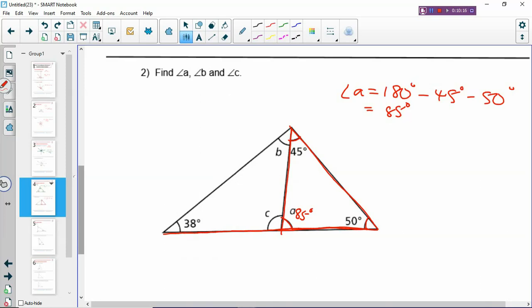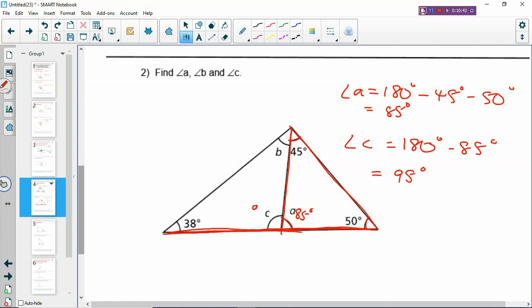But because it's a triangle, and triangles are made of three straight lines, you will definitely have a straight line here because it's one side of a triangle. As a result, the angle on a straight line is 180 degrees. Which means that to find angle C, I have to take 180 minus 85 to get 95 degrees.